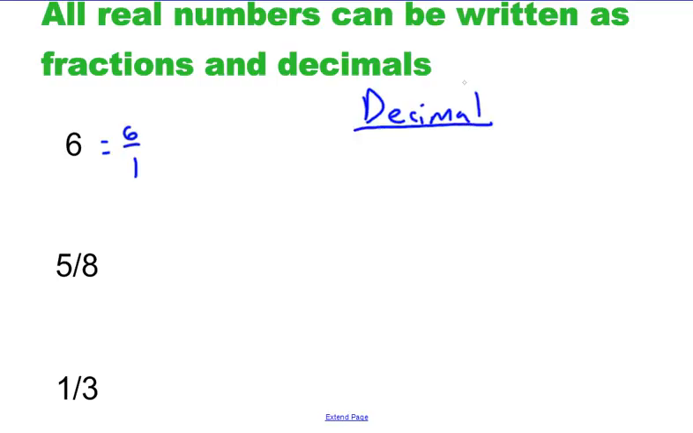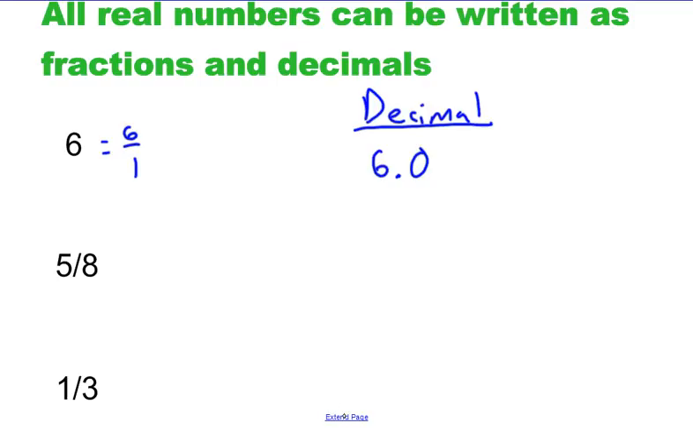So 6 as a decimal is simply 6 point. Is there anything other than 6? No, so it's 6.0. Anything that's a whole number, just put 6.0, 6 and 0 tenths. The next one would be 5/8.